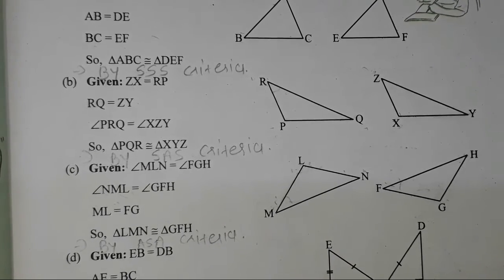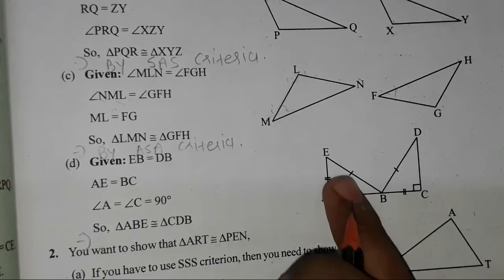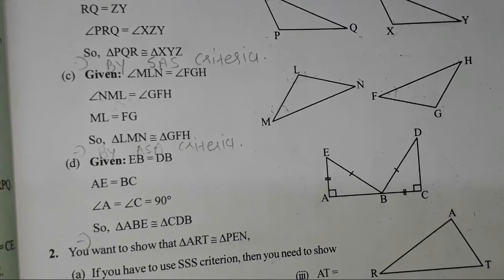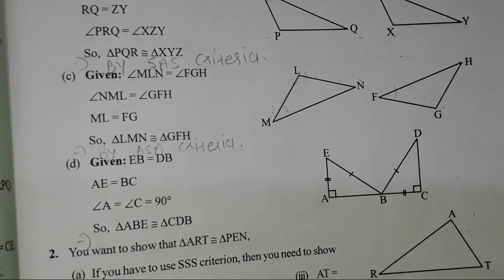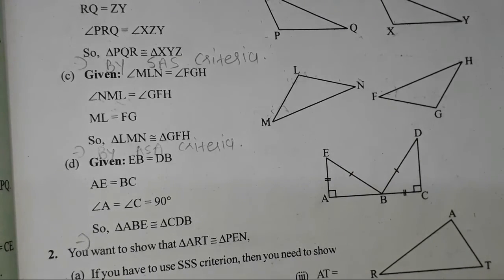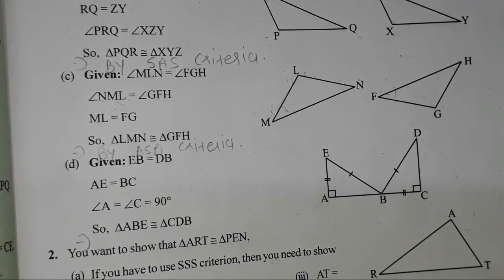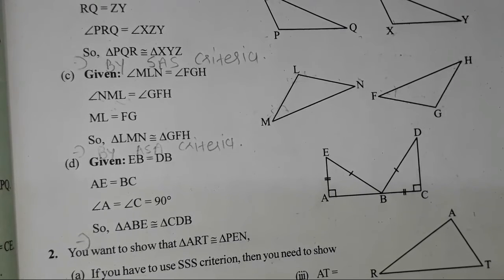Similarly for the last one, seeing this symbol we can clearly say that both the triangles are right angle triangles. So here it is given that side EB equal to DB, that means the measure of these two sides is the same. Similarly AE equal to BC, and angle A equal to 90 and angle C equal to 90. So triangle ABE is congruent to triangle CDB.